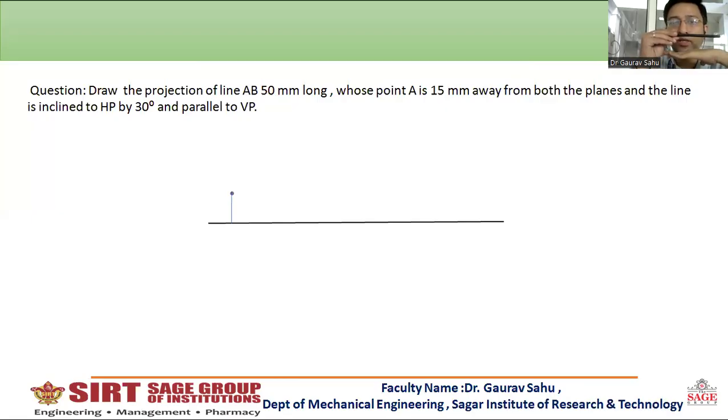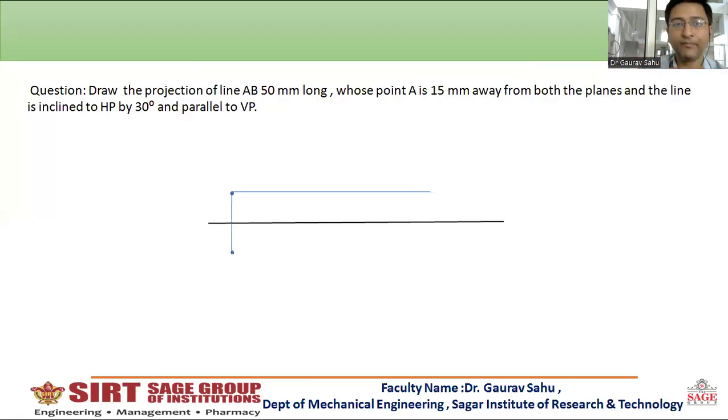This hand of mine is HP. And if you see in this view from my vertical plane, this point is 15 mm away. So I have marked both the views of this point A. Now again coming back to this, you are saying this is HP and my face is the vertical plane, so this is a pen. My point A is away from both the planes by 15 mm.